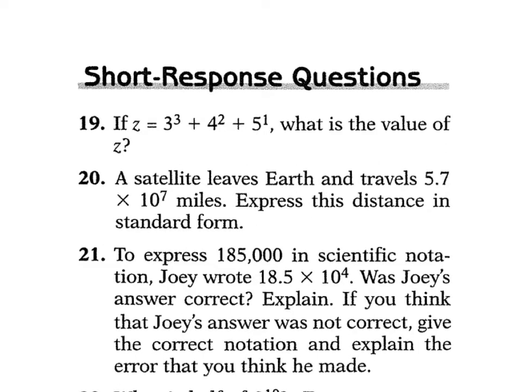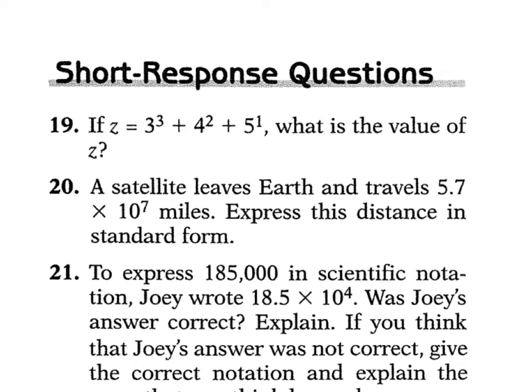So here we have some short response questions. We need to find the value of z. So we have 3 to the 3rd power plus 4 squared plus 5 to the 1st power. Since all of these have different bases and we're adding them, we can't combine them until we evaluate. So first we need to find what 3 to the 3rd power is. It would be 3 times 3 times 3, which is 27, plus 4 times 4, which is 16, plus 5. 27 plus 16 is 43. 43 plus 5 would be 48.